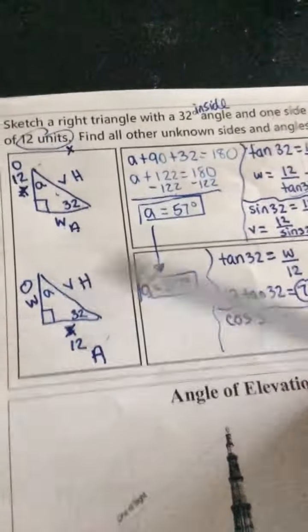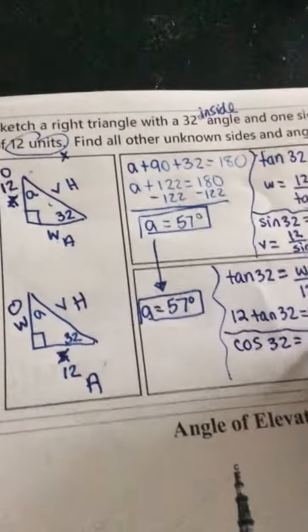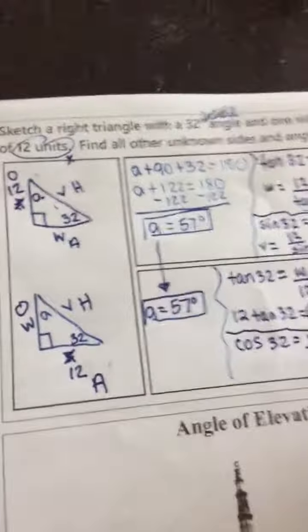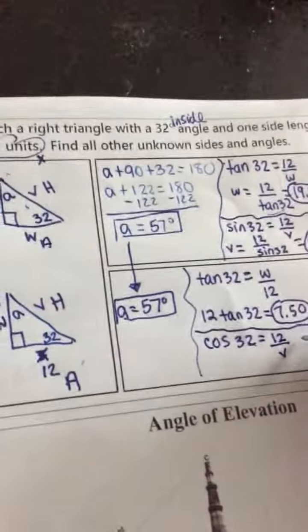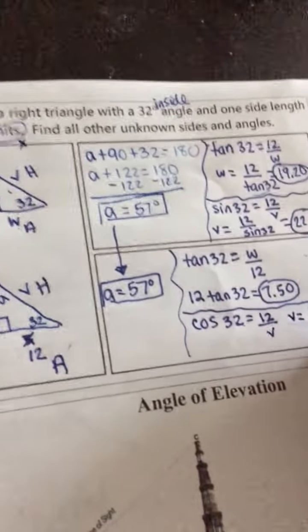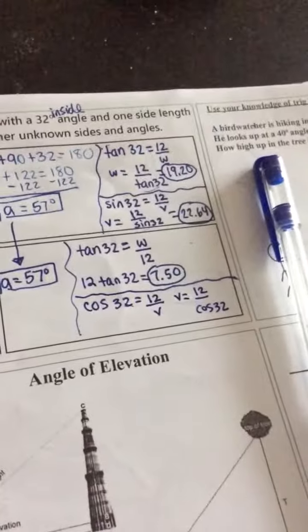So we have the cosine of 32 equals adjacent over hypotenuse. So it equals 12 over V. We're going to solve it just like these two at the top. Switch these two, and we have V equals 12 over the cosine of 32. And that's going to give us our last side for this problem.